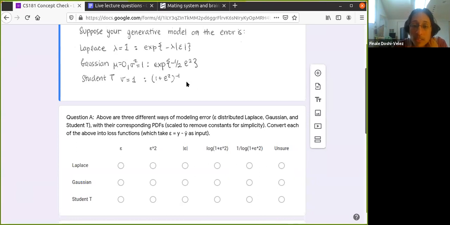And then finally, the student T, the log is still going to be sticking around, right? So when we take the log of this term, we end up with the log of this with the -1, and then we flip the sign, and we end up with the solution over here. So that's that.